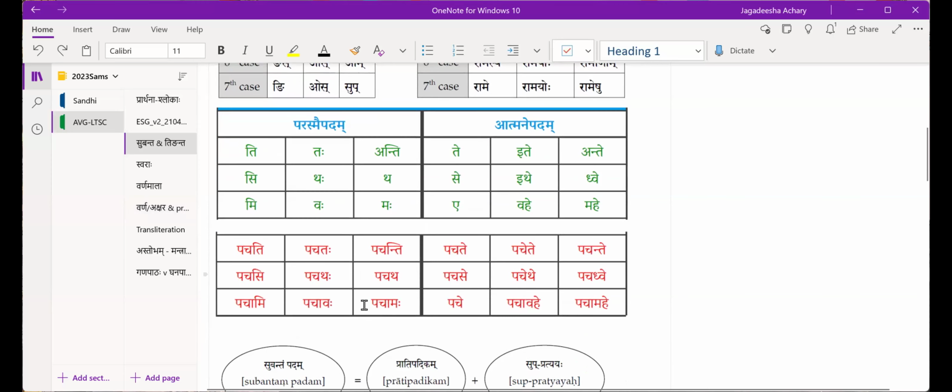Any questions now? Jagdish asks: is the pach dhatu ubhayapadi? Yeah, that's a good question. I was waiting for somebody to ask.